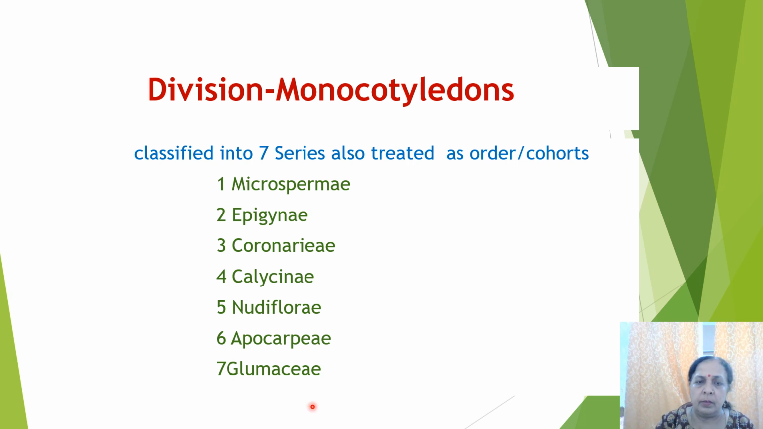Microspermae means where the seeds are very small. Epigynae means where the ovary is inferior. Coronarieae means where the perianth is corolla-like. And Calycinae means calyx-like perianth, green. And Nudiflorae where the perianth is absent, flower nude. And Apocarpae where the carpels are free. Glumaceae where the perianth is bract-like, chaffy, scaly.